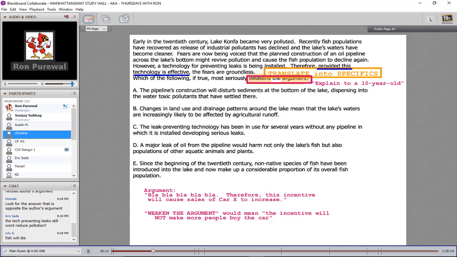So this means that we're not thinking about the technology not working. So we can't, but that's not an issue. Like, what if the technology doesn't work? It's not an issue.